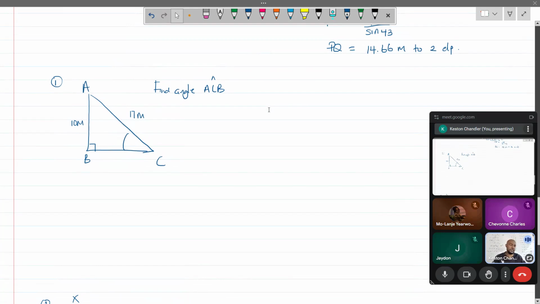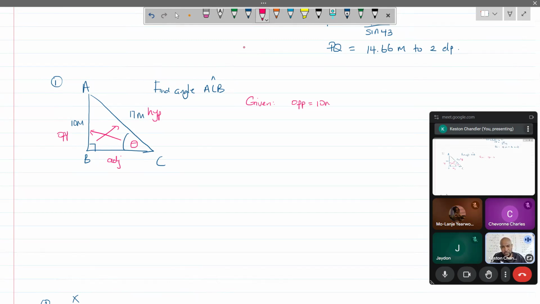All right, so let's look at the solutions to these questions that we had for practice here. We had: find angle ACB. So you want to find this angle here. Begin by labeling the triangle. This is our hypotenuse. This is going to be our opposite. And underneath here is our adjacent. We're going to write what we're given. We're given the opposite, which is 10 meters.